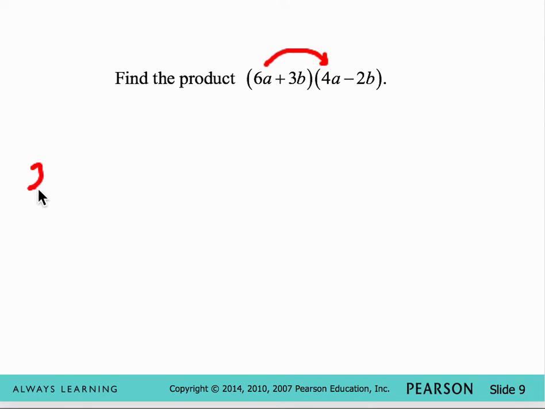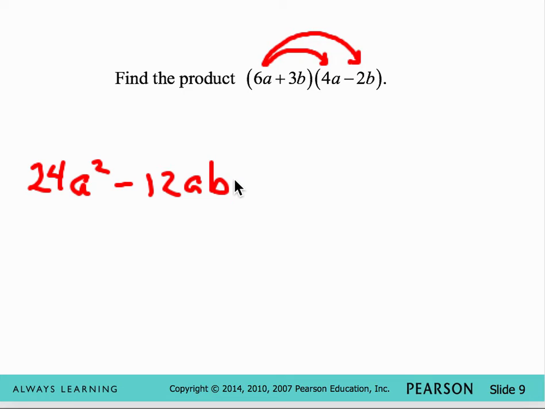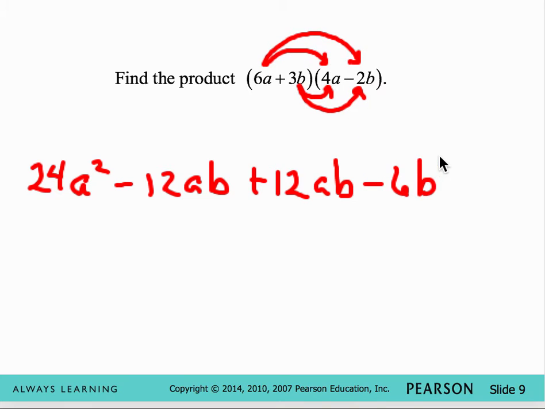6 times 4 is 24. A times a is a squared. 6 times negative 2 is negative 12. A times b is just a times b, right? 3b times 4a. 3 times 4 is 12. And a times b is ab. 3 times negative 2 is negative 6. B times b is b squared. Okay. Oh, now we've got a plus 12ab minus 12ab. So really, we have 24a squared minus 6b squared.